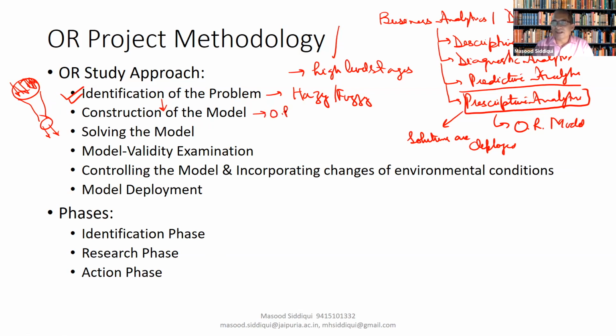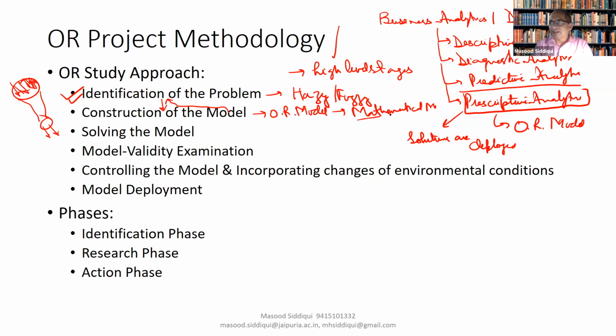So obviously here we would develop an OR model, right? And here we would basically consider the mathematical modeling part, right? If the problem has been identified in a good manner, then we move to construction of the model. Obviously the model depends upon the identification. So that's why identification is so important, because the model is based upon that identification only.